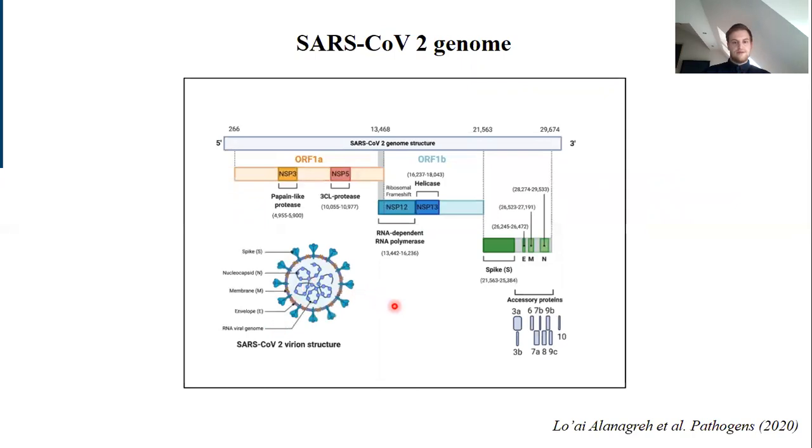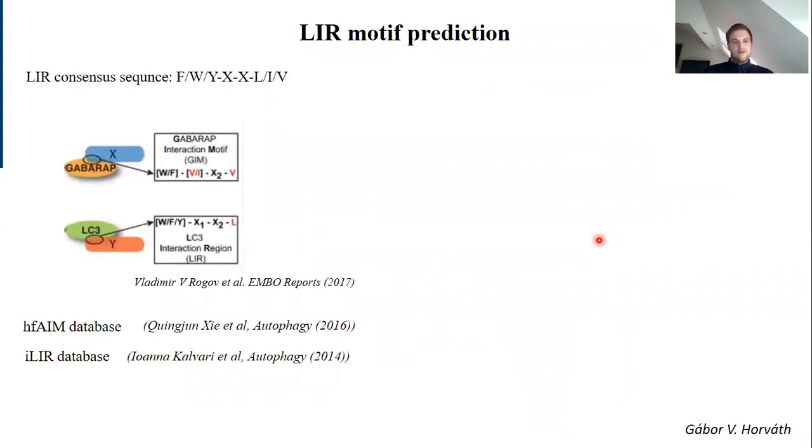If you look at this figure, you can see the SARS-CoV-2 genome, which encodes non-structural proteins and structural proteins. With our bioinformatic analysis, we searched for something in these proteins. So what was that? It was the LIR motif. The LIR motif corresponds to the shortest amino acid sequence which is responsible for the interaction of a certain protein with Atg8 protein, as the example shows.